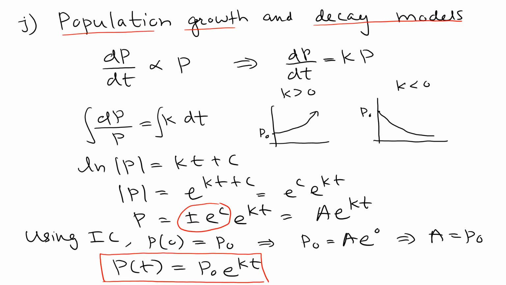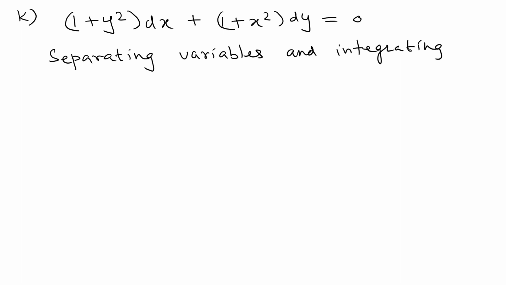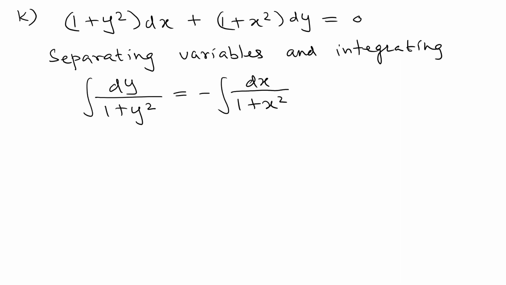Okay, let's try to do one more very interesting problem. It looks like it's a little hard, but it's a really nice argument for how we can simplify really well. So let's do this one. Suppose we have (1 plus y squared) dx plus (1 plus x squared) dy. And then you can see this is clearly separable. So separating variables and integrating, we have this. Now, how do we integrate this one?